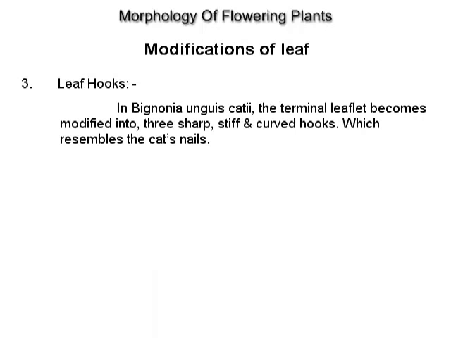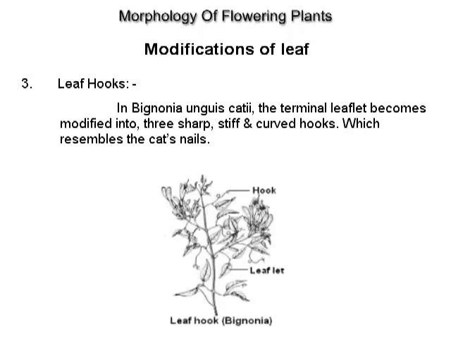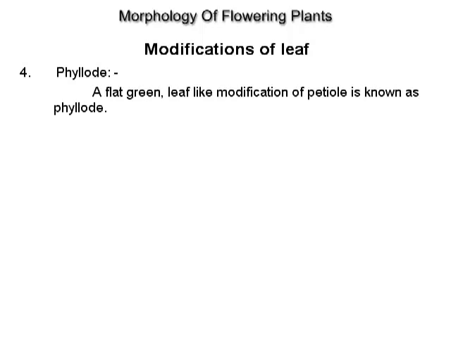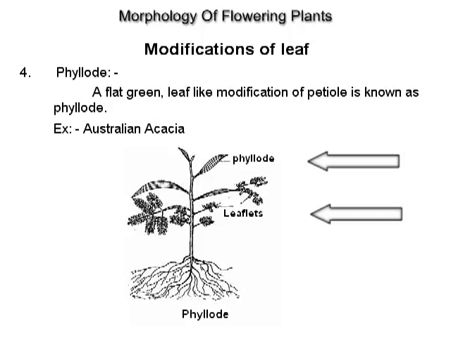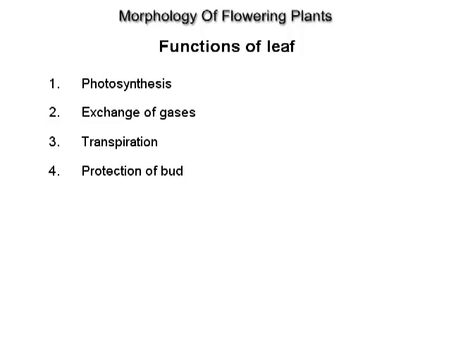Leaf hooks. In Bignonia unguis cati, the terminal leaflet becomes modified into 3 sharp, stiff and curved hooks, which resemble cat's nails. Phyllodes. A flat green leaf-like modification of a petiole is known as a phyllode. Example, Australian acacia. Functions of leaf: photosynthesis, exchange of gases, transpiration, protection of bud and conduction.